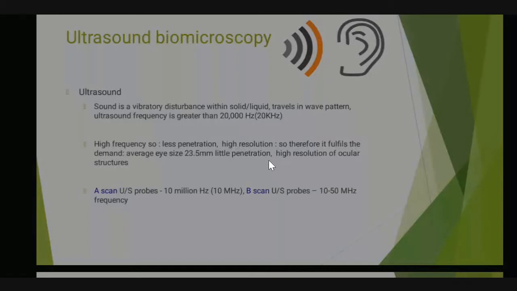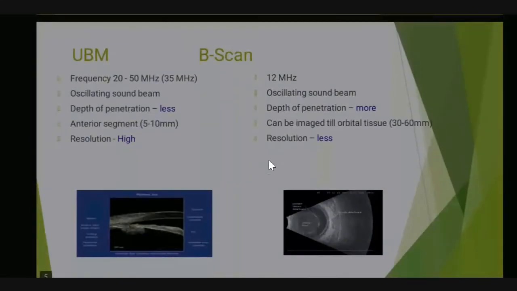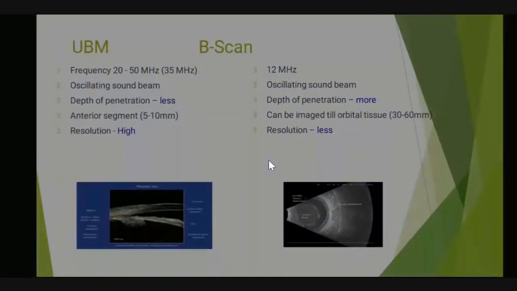There are different kinds of ultrasound probes available. There are A-scan probes which have a frequency of about 10 million hertz, and B-scan probes where the range is from 10 to 50 million hertz. In the next slide we're going to see the differences which the UBM provides compared to the other scans.